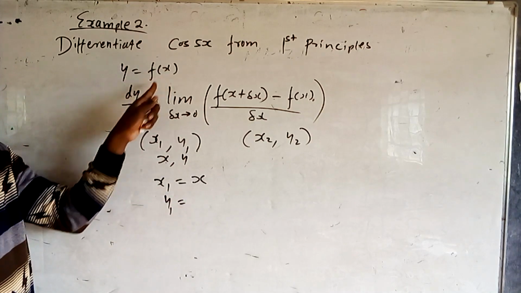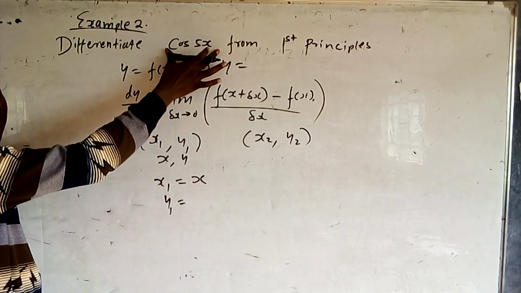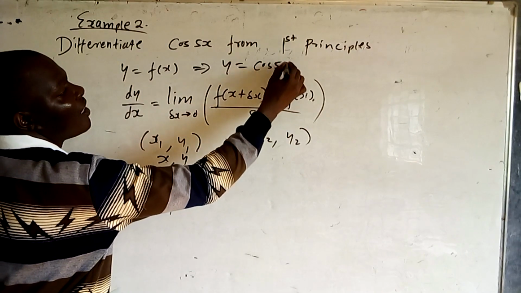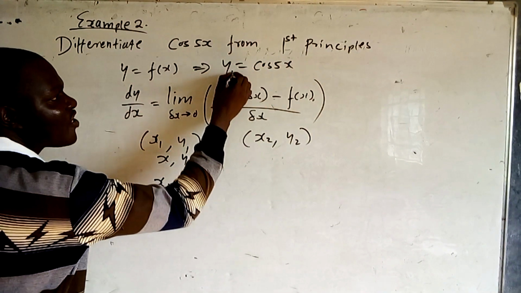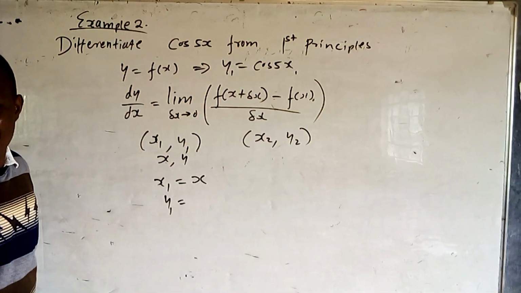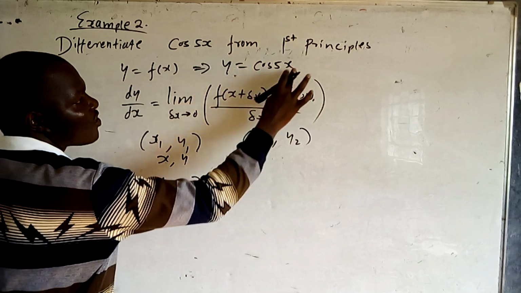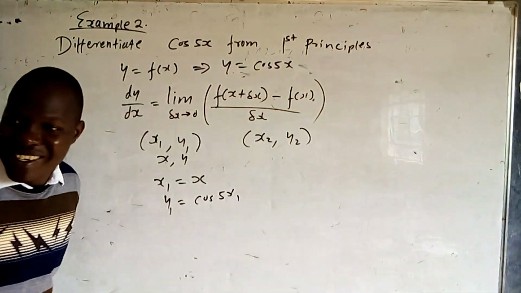If y is a function of x, it implies that y is what? The function of x we've been given is cos 5x. So y is cos 5x. If you let this be y1, that is x1, so y1 is cos 5x1. If you let it be y2, that is x2.